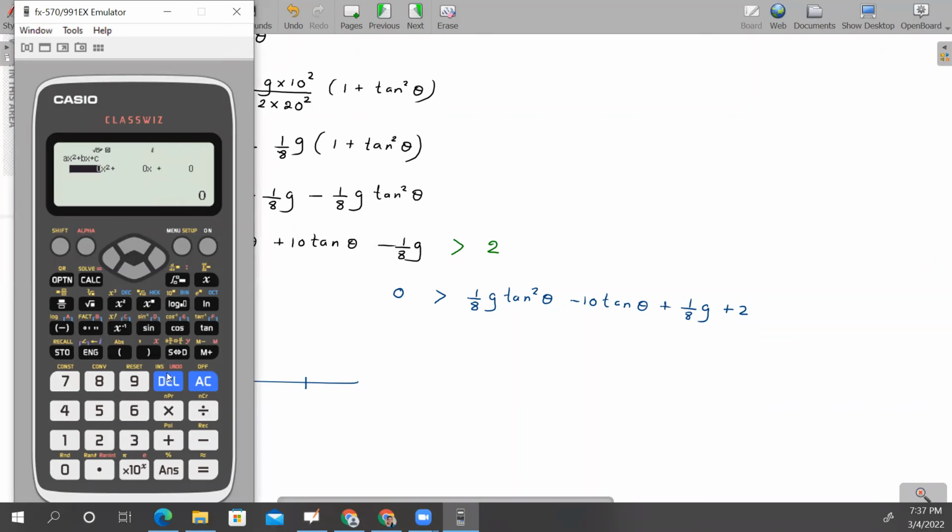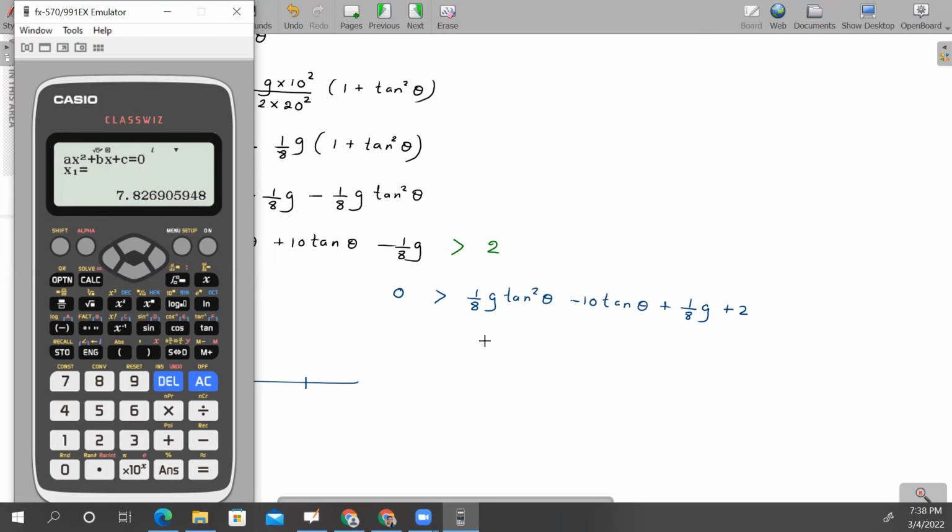It is 2. So this is the x square coefficient, 1 over 8g, we'll type directly g over 8, right? So g is 9.8 divided by 8. Do you agree it's a value? 9.8 divided by 8. The other one is minus 10. And the other one is 1 over 8g plus 2, so 9.8 divided by 8 plus 2. Do you agree with it? The calculator will give priority to the division over the addition. And then we get the ABC values. Is this okay? So let's type the values.